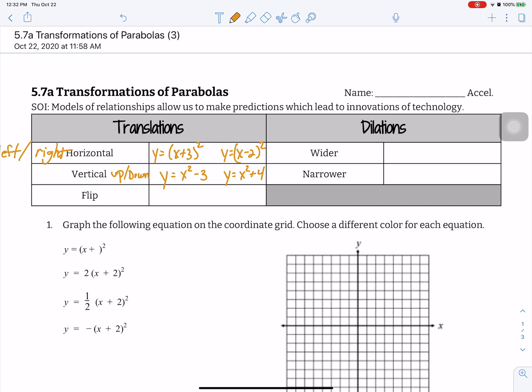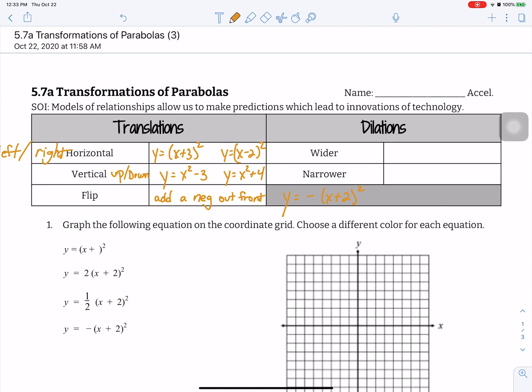Flip is new, and it's just going to take the graph from opening up to opening downward. And so we're just going to add a negative out front. It works for all of them. It's not necessarily a dilation, it's more of a translation. But y equals negative x plus 2 squared would just flip the whole thing over. It does not affect where the vertex is. That we still find like we normally would.